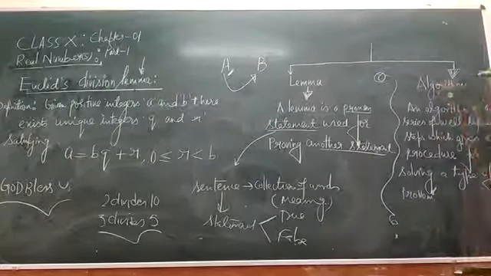Now algorithm. An algorithm is a series of well-defined steps. Well-defined means understandable. Whatever steps you are writing in a series, which gives a procedure for solving a type of problem, is known as an algorithm. So with the help of a series of well-defined steps, we get the procedure for solving a type of problems, which is known as an algorithm.